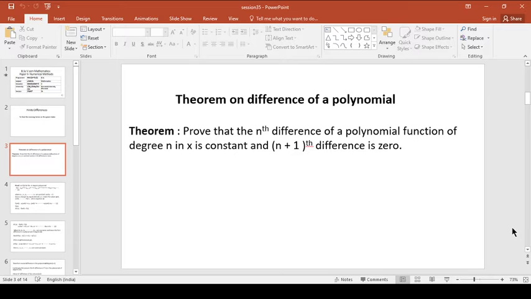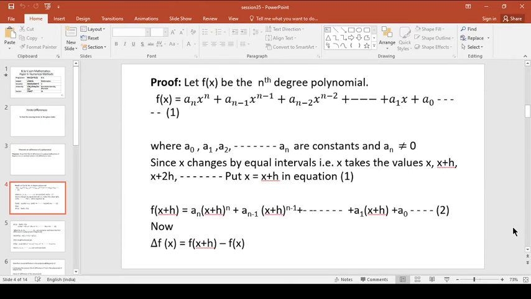The statement is as follows. Prove that the nth difference of a polynomial function of degree n in x is constant and the n plus 1th difference is 0. So here we have to prove that the nth difference of a polynomial function. That means if the polynomial is of nth degree, then the nth difference will be constant and the next difference, that is the n plus 1th difference, is 0. The proof follows like this.